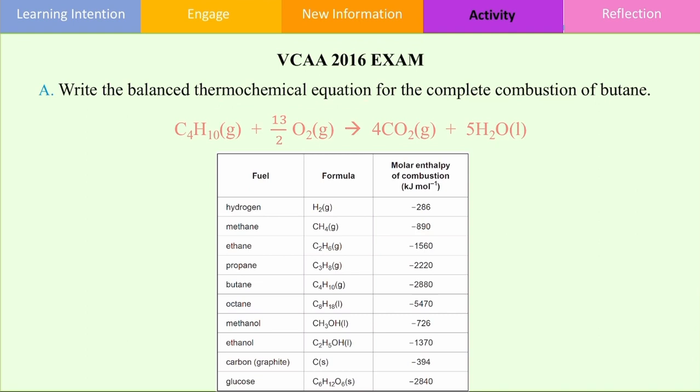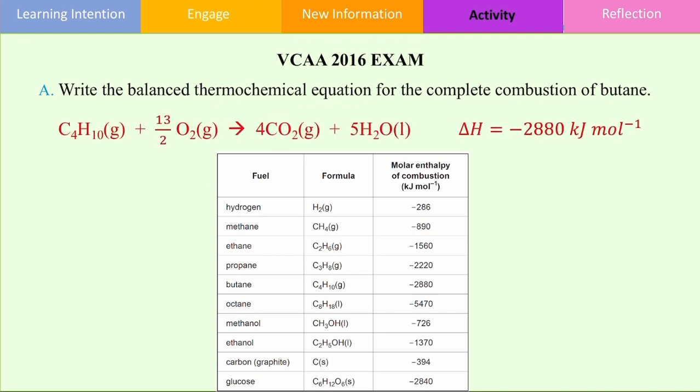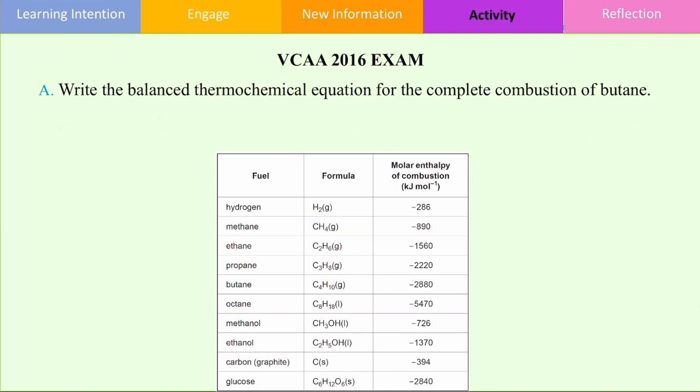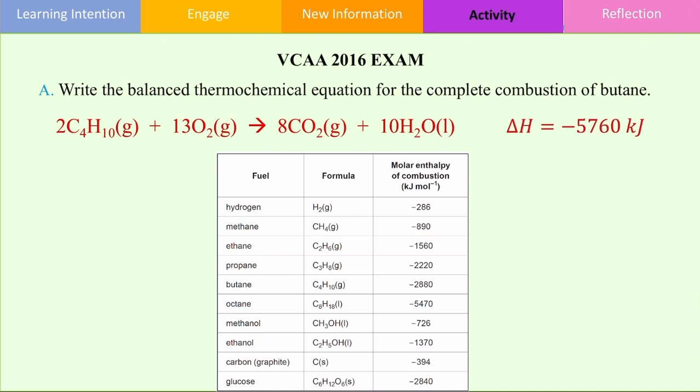So therefore, I'm going to be writing the delta H value as shown here. And notice that the units is going to be kilojoules per mole when the coefficient is 1. However, some of you may have doubled the equation, which is fine. So if you've doubled the equation, make sure you've also doubled the delta H value. However, if you do this, the units is just going to be kilojoules rather than kilojoules per mole.